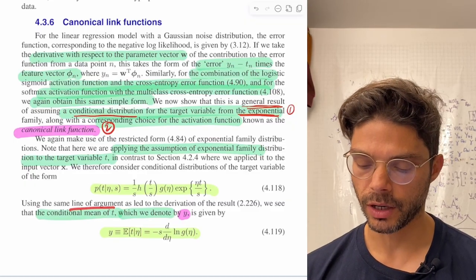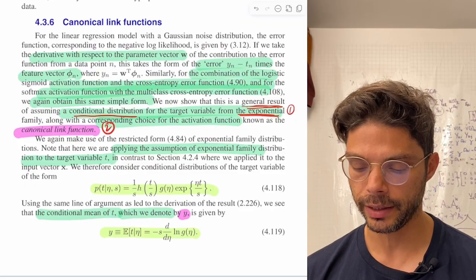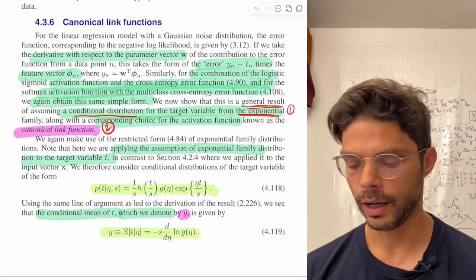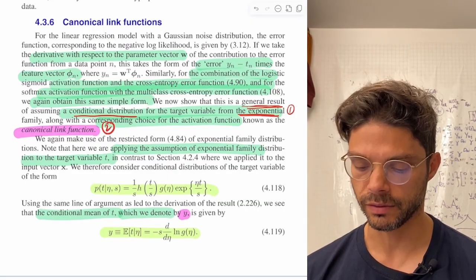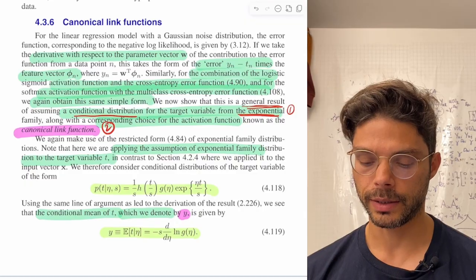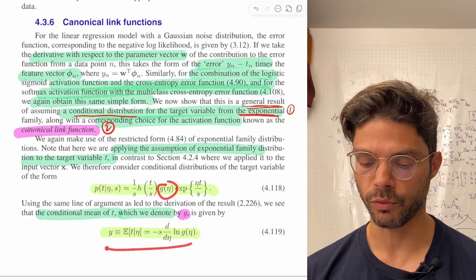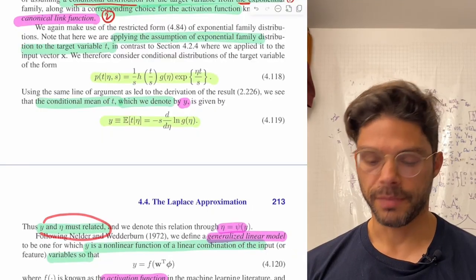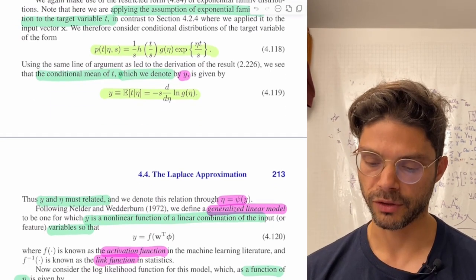Okay, so now using the same line of argument that led to the derivation way back when, we see the conditional mean of t, which we denote by y, is given by, and remember this is a function of the parameters. If you kept taking derivatives, I think it gave you all the moments of your function. So it's quite useful. It contains lots of information. Among other things, it gives you the expected mean. So the expected mean of the output for a set of parameters is related to this function in this way. So, therefore, y and eta must be related, and we're going to call this relationship eta is some psi of y. Okay, so that was step one.